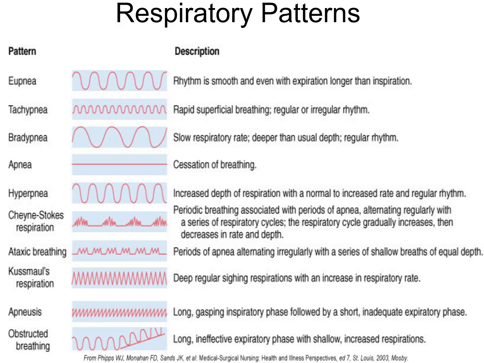Hyperpnea is going to be increased. Cheyne-Stokes, we usually call that the death rattle. Here you have periods of apnea, and usually you hear a little bit of noise in there. And then Kussmaul's, which we talked about, are deep, regular respirations with an increase in the rate. So those are the main ones that I would be familiar with.